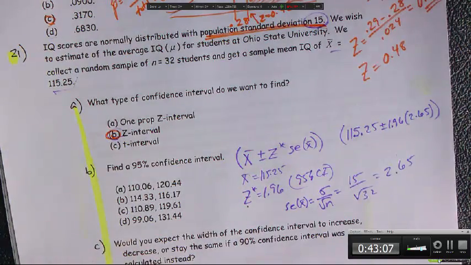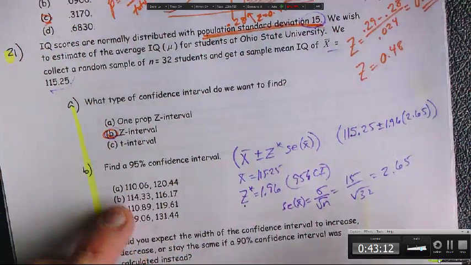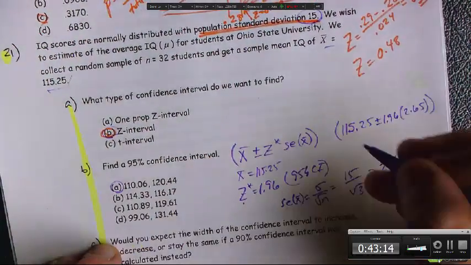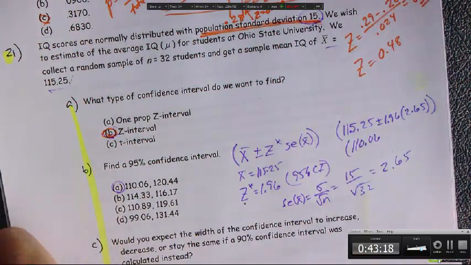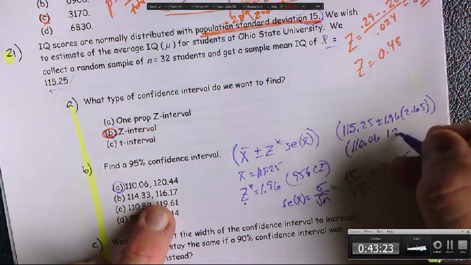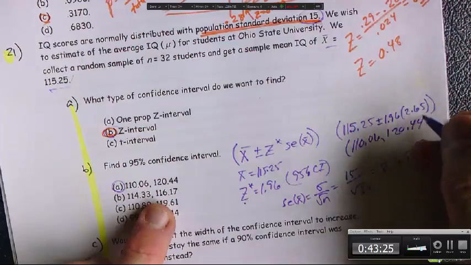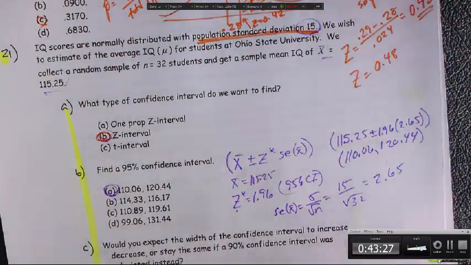And then subtracting 1.96 times 2.65 from 115.25 gives us 110.06. And then adding that. It's the only option in the answer that has 110.06, so we know we don't need to go any further, but it would be A.